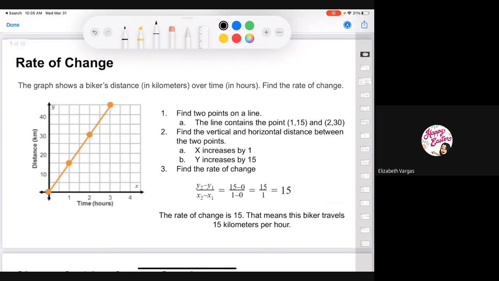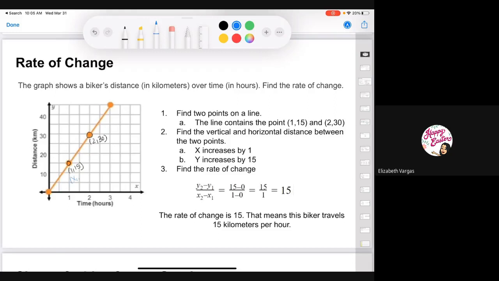So, for example, here we have a graph, and this says the graph shows a biker's distance in kilometers over time in hours. Find the rate of change. The way you find the rate of change is you want to find 2 points on the line. For this example, it uses points (1, 15) and (2, 30). We're being asked to find the rate of change, so you take those two and plug them into the rate of change equation.